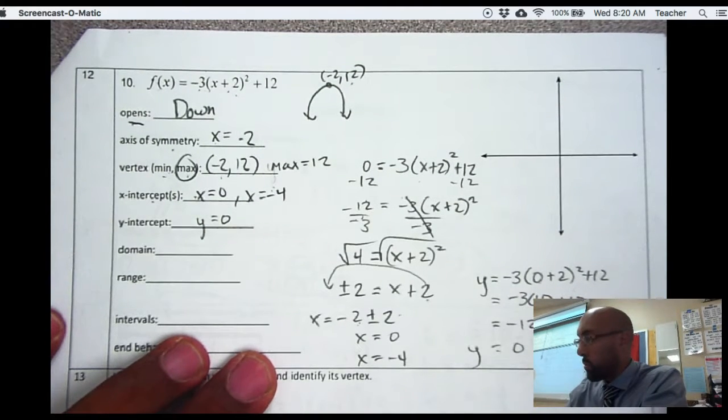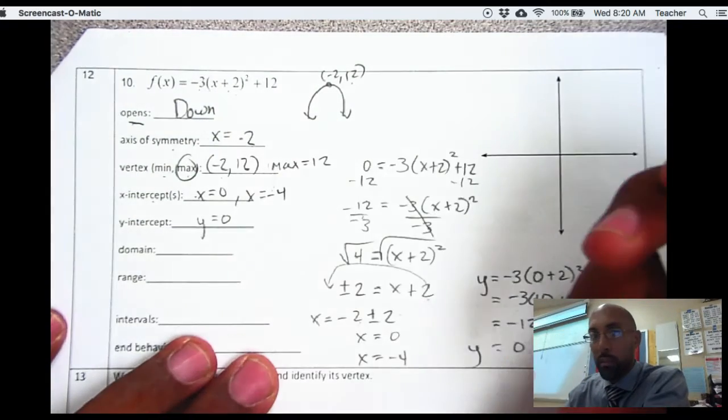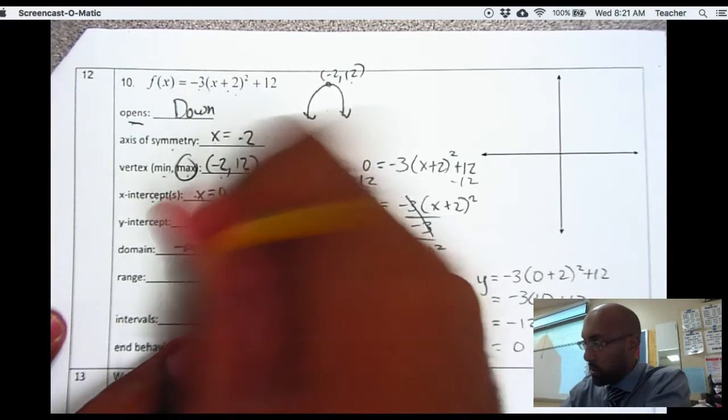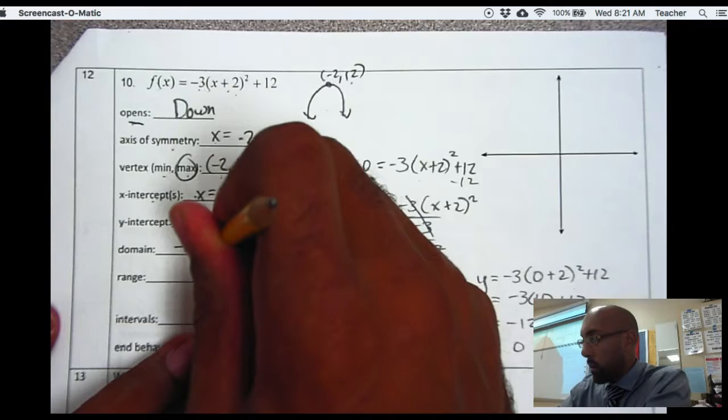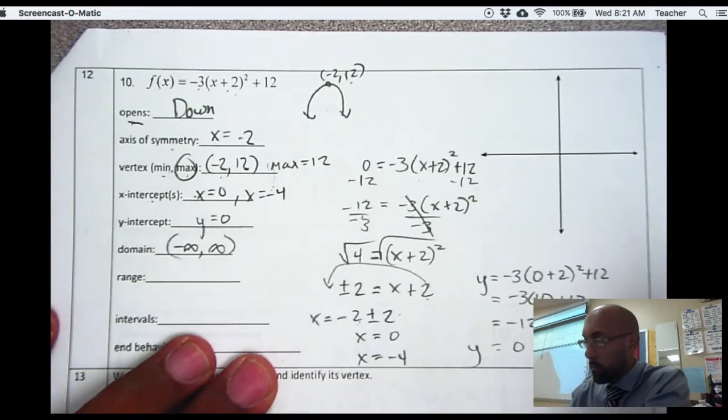Now the domain. Again, like I said before, the domain for all parabolas, as long as it's not inverted. We haven't really gotten to inverted equations; we'll get to that later in the year. It will be all real numbers, or infinity both ways.